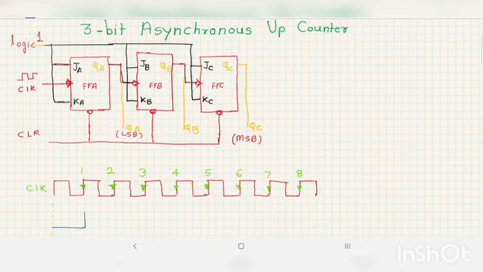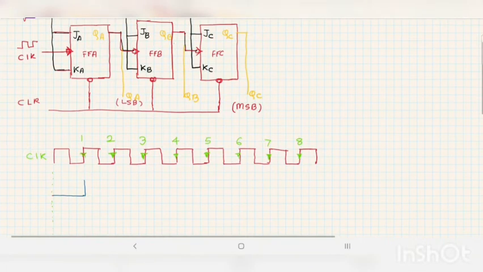As it is a 3-bit up counter, 3 flip-flops are used, and output of the previous flip-flop is connected to the clock input of the next flip-flop. And here suppose initially we are considering all the outputs of all the flip-flops as 0 0 0. First of all, when you are applying first clock pulse, then what happens?